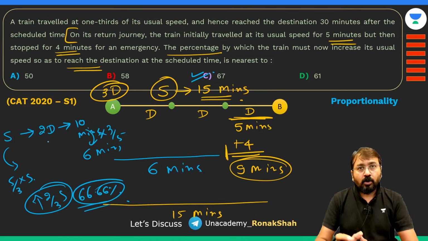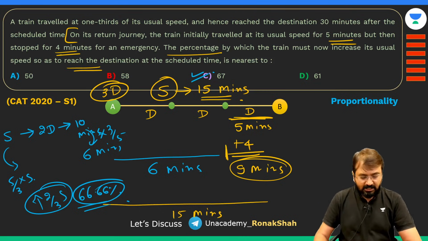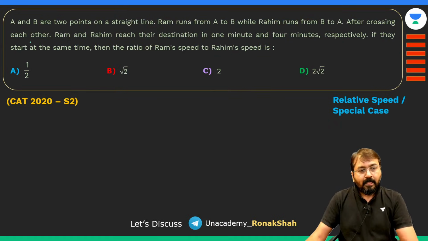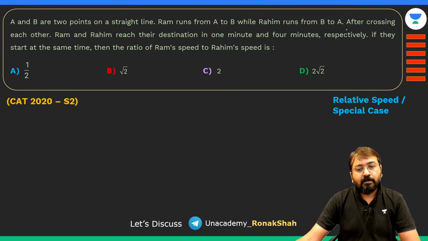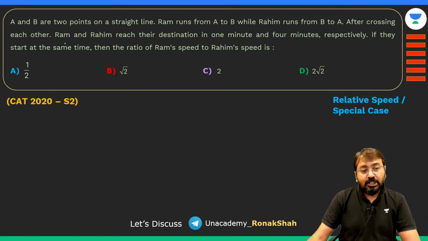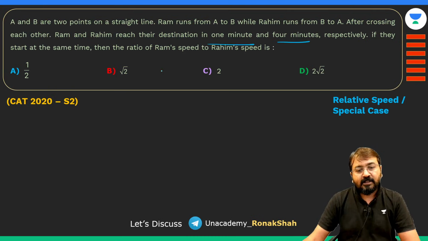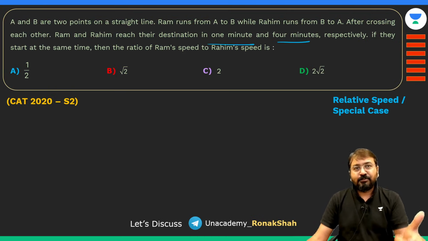I really hope all of you have understood this. Now let's look at one more question. A and B are 2 points on a straight line. Ram runs from A to B while Rahim runs from B to A. After crossing each other, Ram and Rahim reach their destination in 1 minute and 4 minutes respectively. So this is that special case of relative speed.